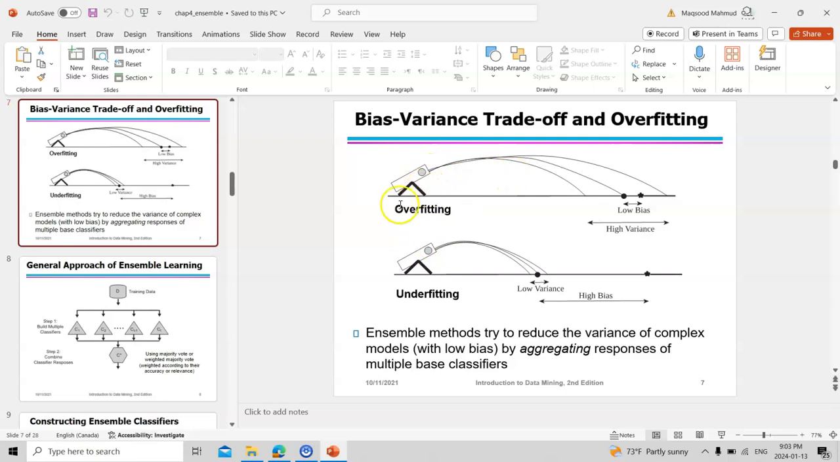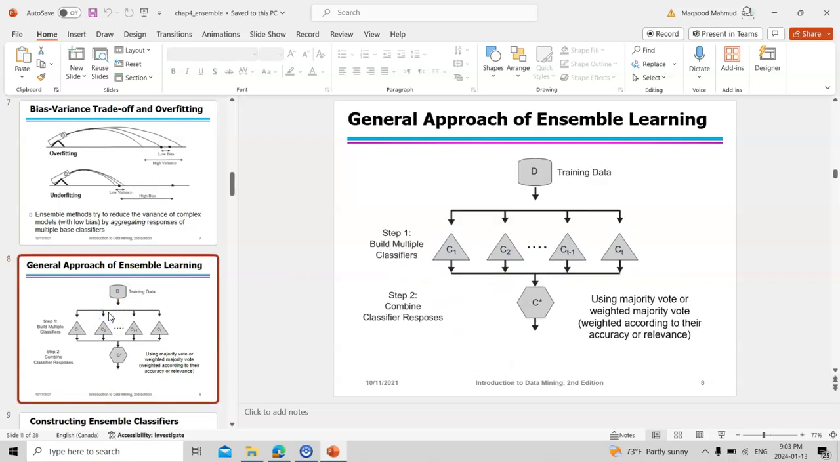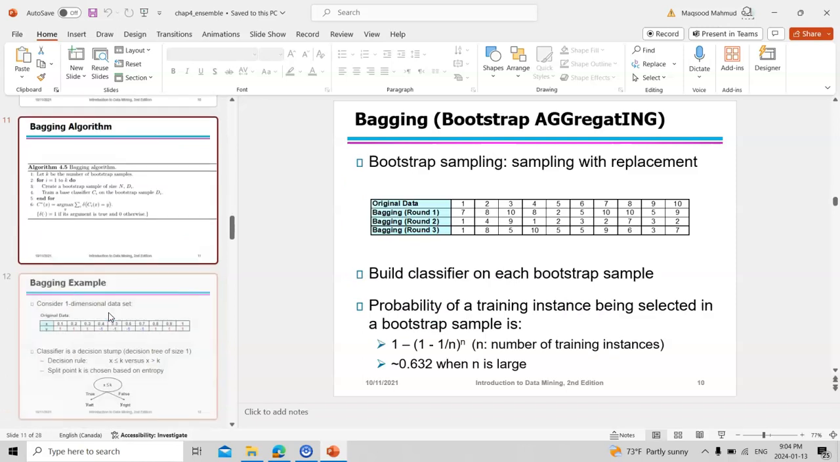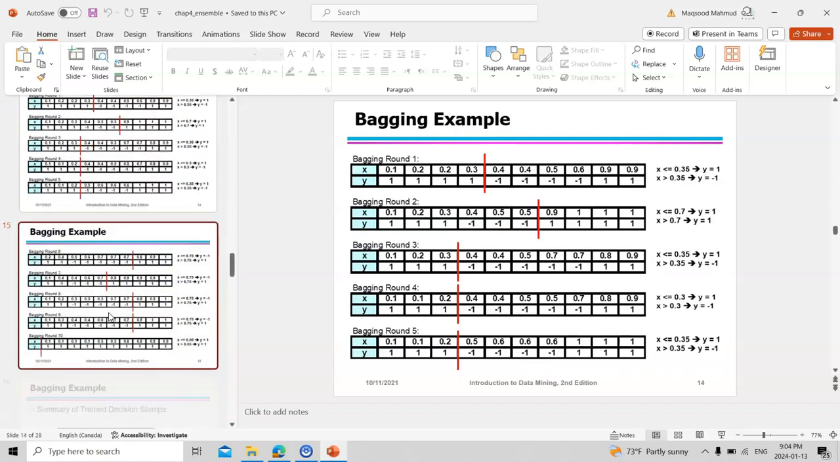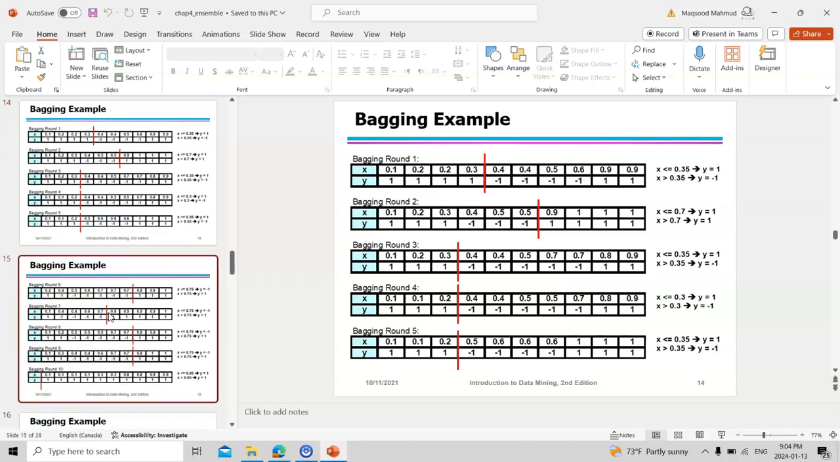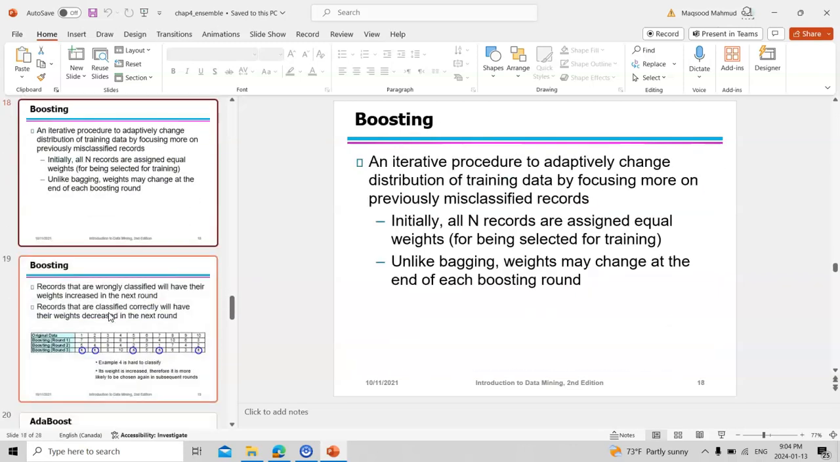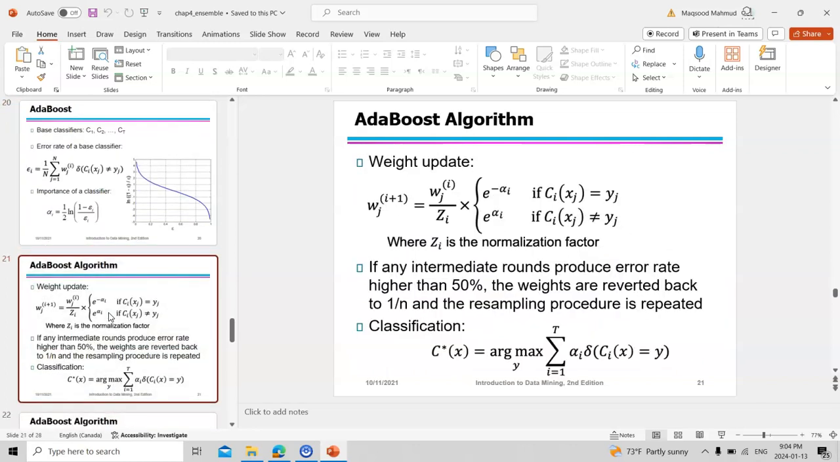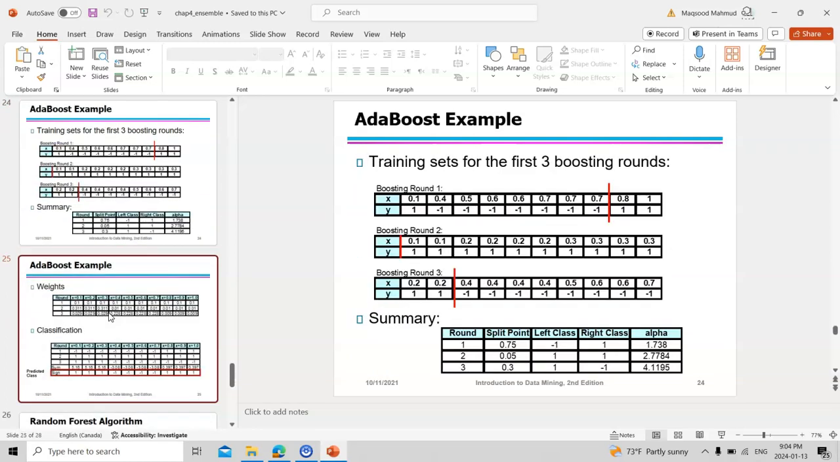So if I give you this diagram, you need to connect it with overfitting. If I give this kind of diagram, this will be underfitting, right? Similarly, with this diagram, you can see what kind of question can be made from it. And the calculation, for example, how this bagging example is done, right? And then you can also go for boosting if I have done this in the class.